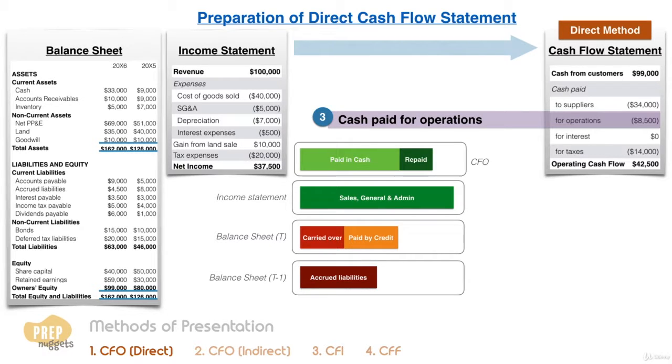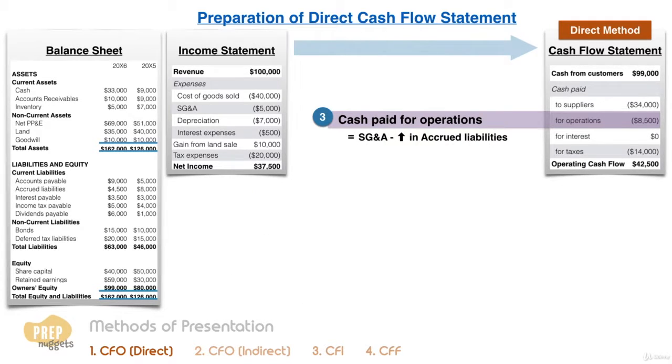What we're interested in for the CFO is the total cash paid for operations for this period. This consists of expenses in cash for the period and the accrued liabilities that have been repaid for the period. This amount can be calculated by subtracting the increase in accrued liabilities for the period from the SG&A. Plugging in the figures, we get a total of $8,500 cash paid for operations during this period.